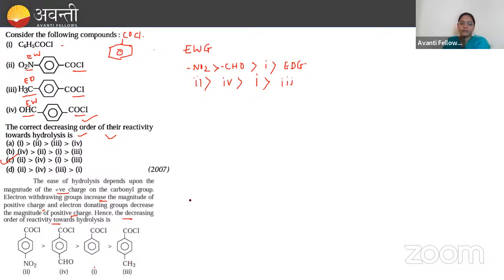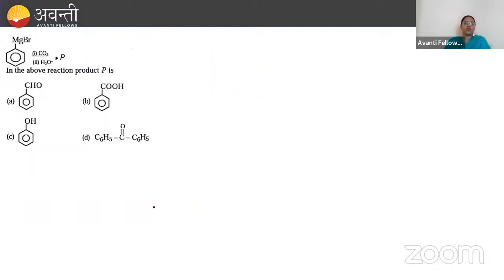Next problem. So see here what is given to us. In the reactant side, there is a benzene ring on which MgBr is present. So this is our Grignard reagent, right?